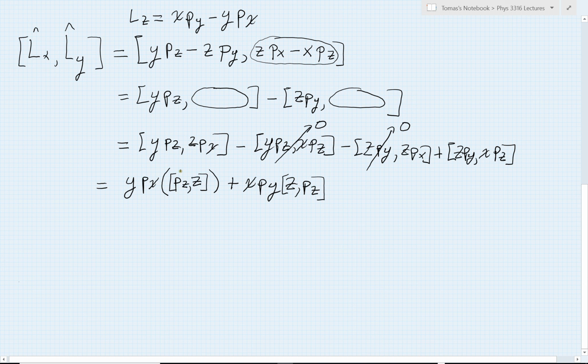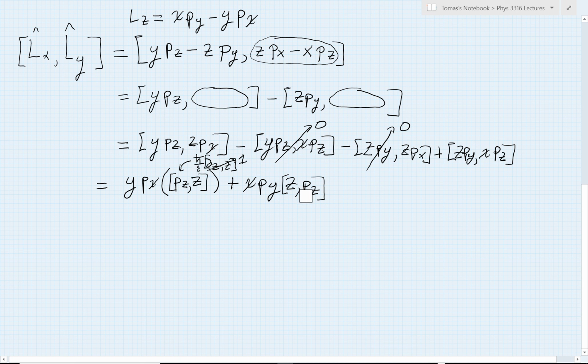You will recall that pz is just h bar on i times the partial derivative with respect to z, and that then has to be commuted with z. I can always pull a constant out of my commutator, so the overall term has the commutator of the derivative with respect to z with z times h bar on i. And this commutator of a derivative with the corresponding variable we've used many times before, and that will just be the number 1. So this net commutator is simply h bar on i.